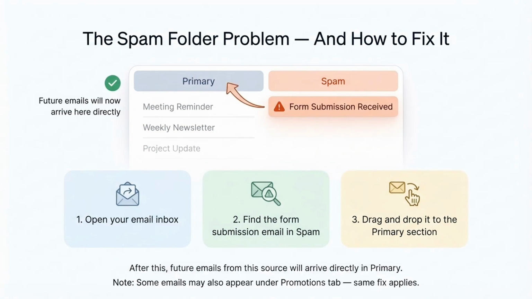The instructor actually demonstrates this live. They show an email that landed in the Promotions tab rather than Primary. The same drag and drop technique works there too. Just move it to Primary once, and the email client learns to route those messages correctly going forward. It's a one-time fix that saves a lot of confusion later.